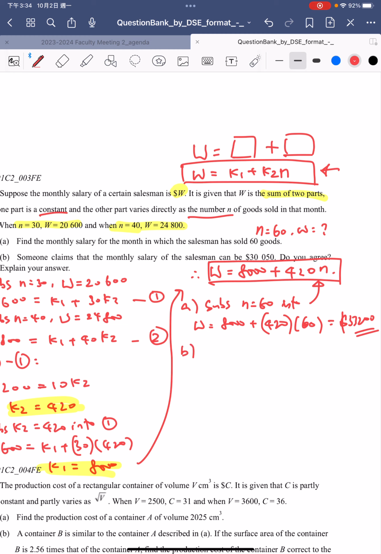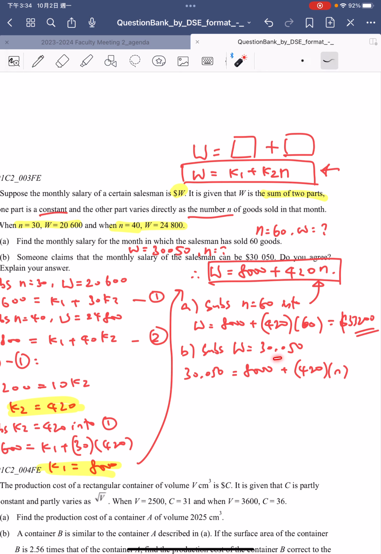And for question B, it's a little bit tricky, but let's still do it. They say that someone claims that the monthly salary is 30,050, which means we have W is equal to 30,050. Do you agree with this? So we try to find out if W is equal to 30,050, what's the value of n? We substitute W is equal to 30,050, so we have 30,050 is equal to 8,000 plus 420n. Basically we put this value into our equation, and we want to find out the value of n.